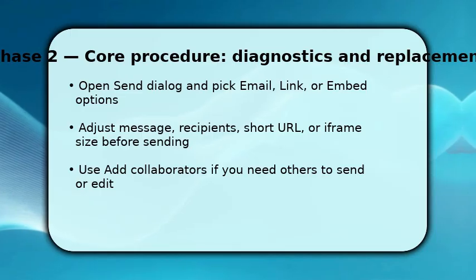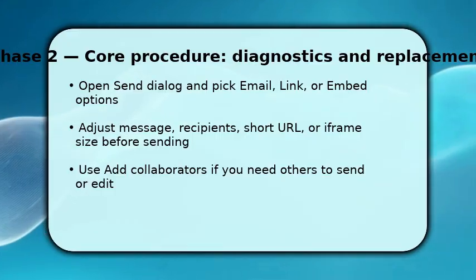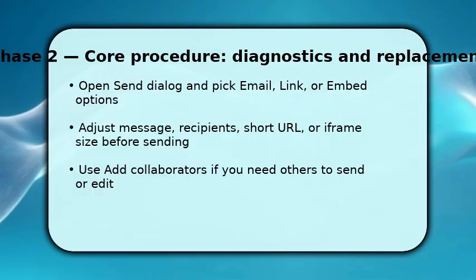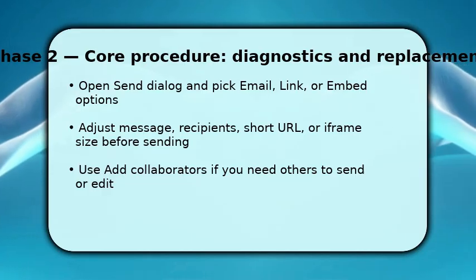For email, put recipients, edit subject and message. Check the box to include form and email if supported. For link, click the short URL checkbox for a compact shareable link, and for embed, copy the iframe code and set width/height. If multiple people must send, click Add Collaborators and change sharing. This ensures consistent sending and avoids permission errors.